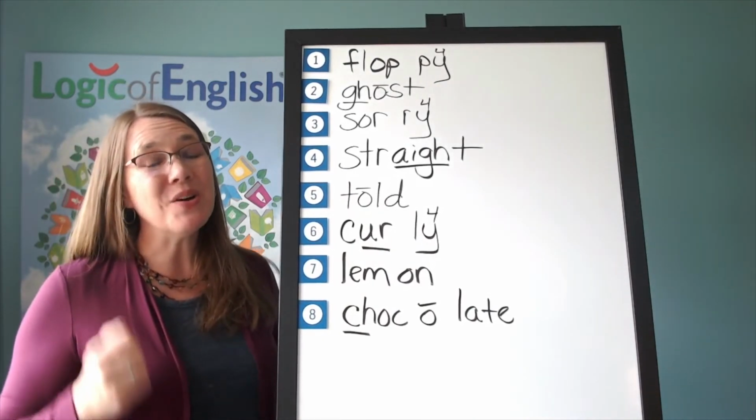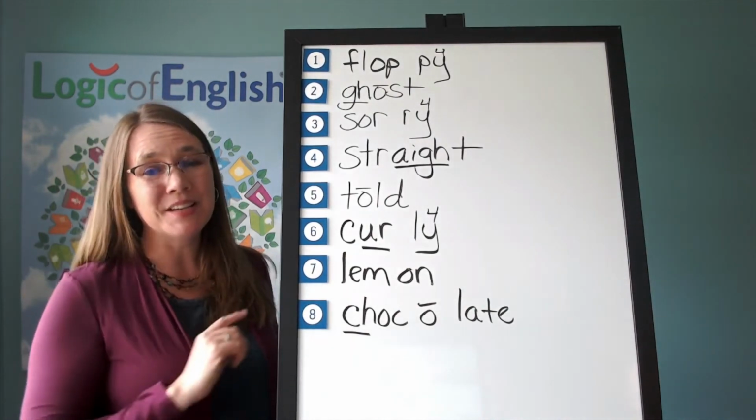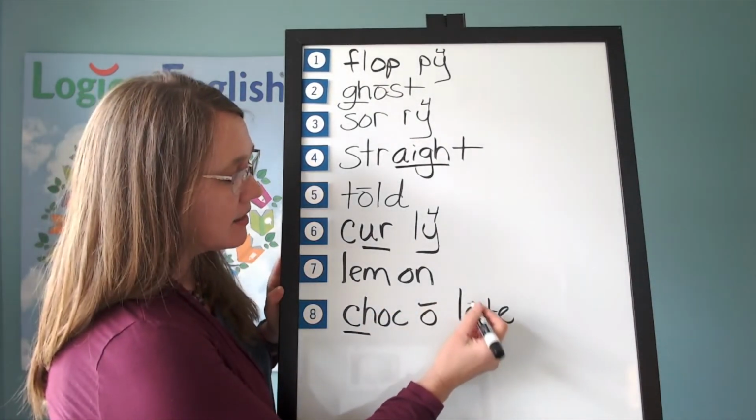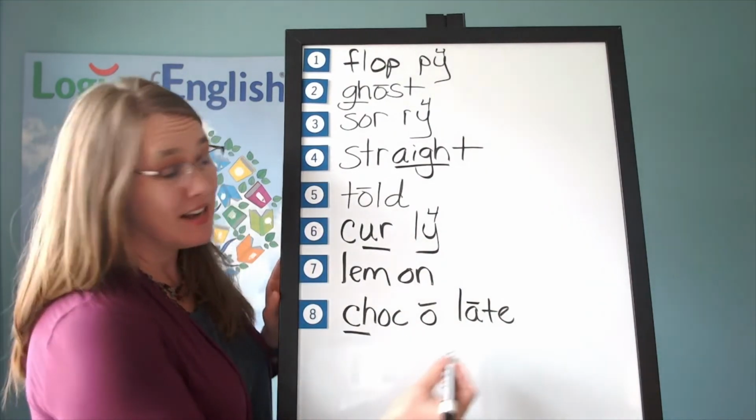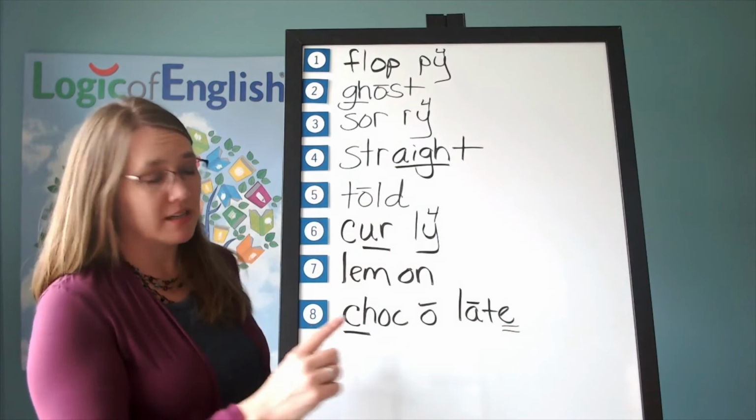A, E, O, U usually say their long sounds at the end of the syllable. We'll put a line over the A. And why did the A say its long sound? That's right. The vowel said its long sound because of the E. Let's read it.